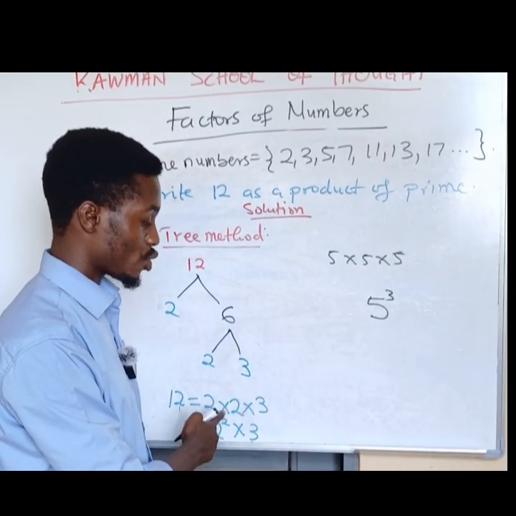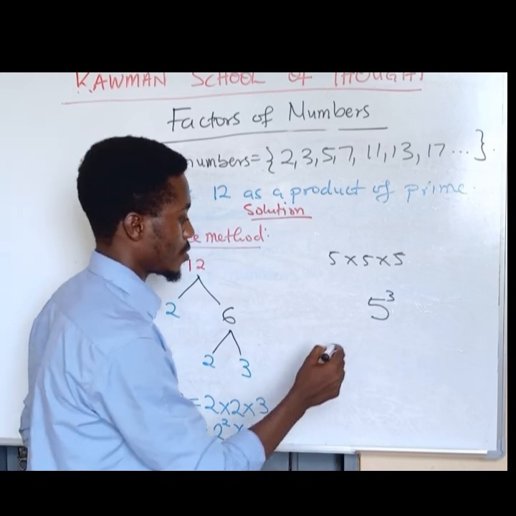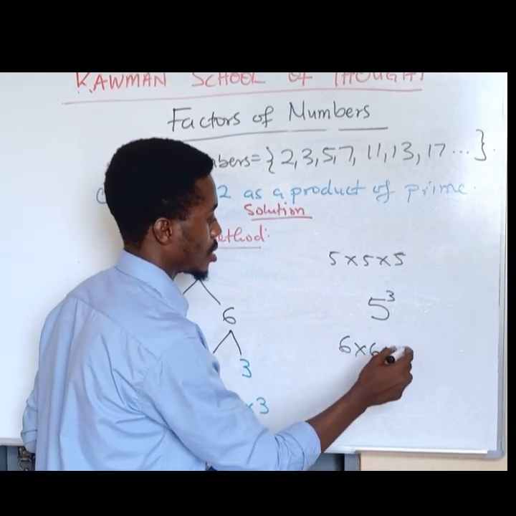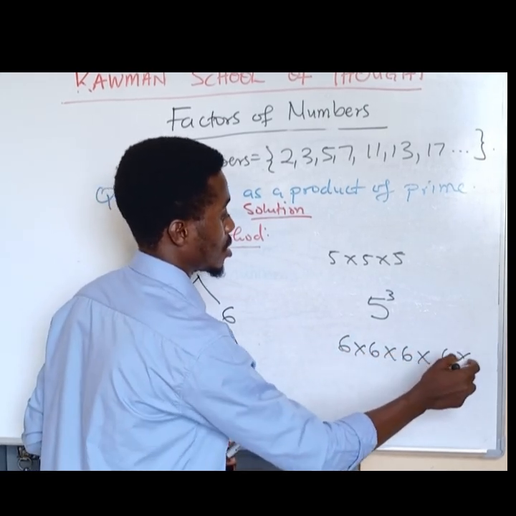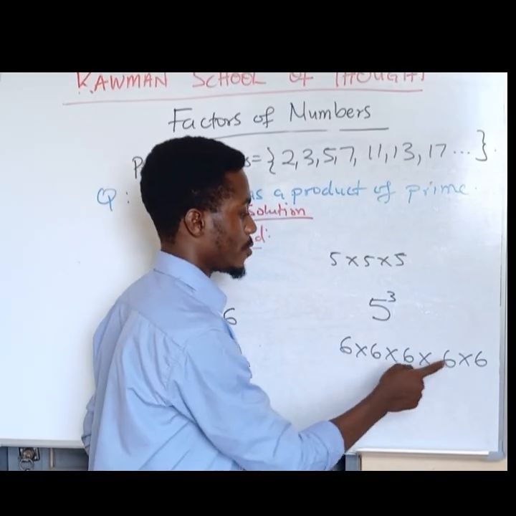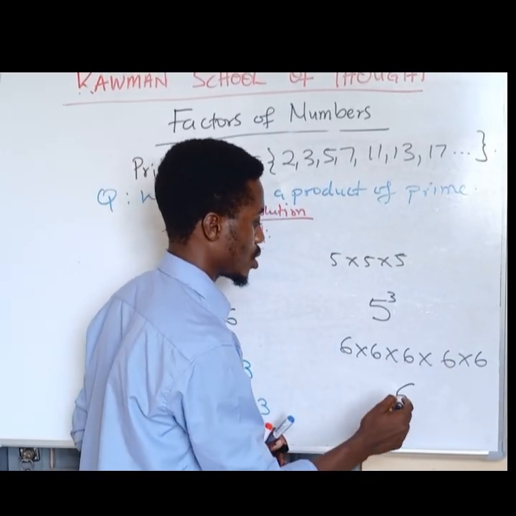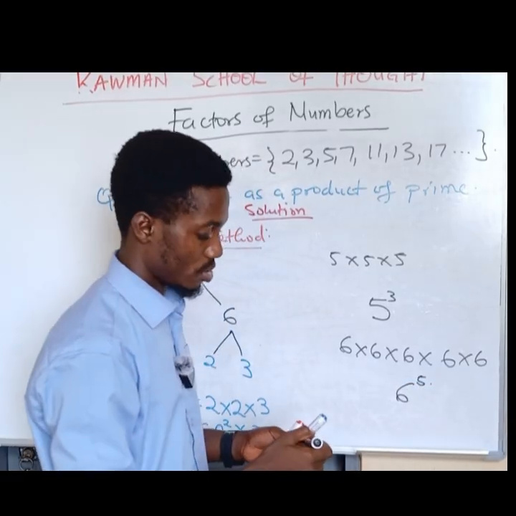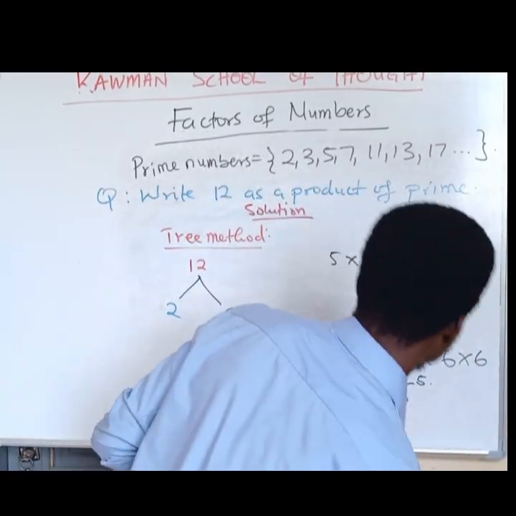That's what we just did here. The 2 multiplied itself twice. So what if I have 6 times 6 times 6 times 6 times 6? How many times is the 6 multiplying itself? 1, 2, 3, 4, 5. Just pick one 6. So 6 raised to the power what? 5. Have you seen it? It's as simple as that. Nothing to fear.